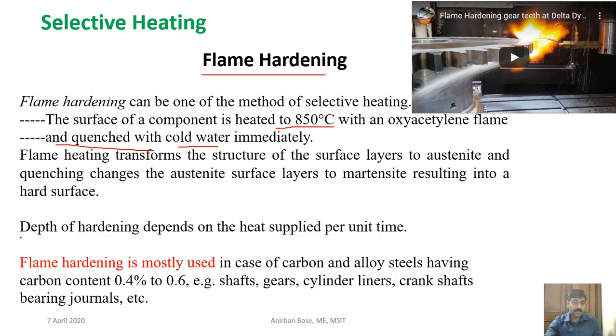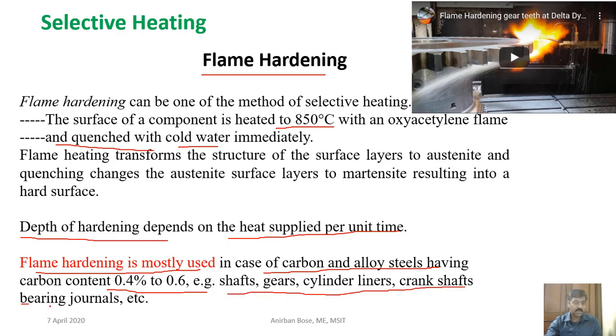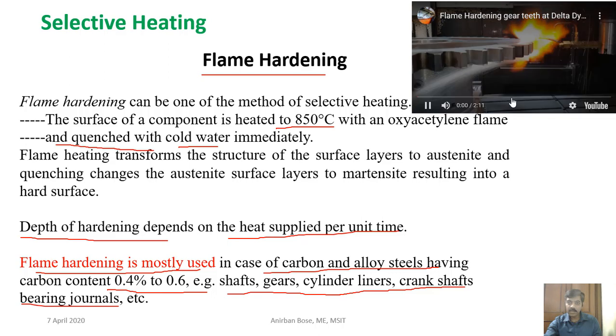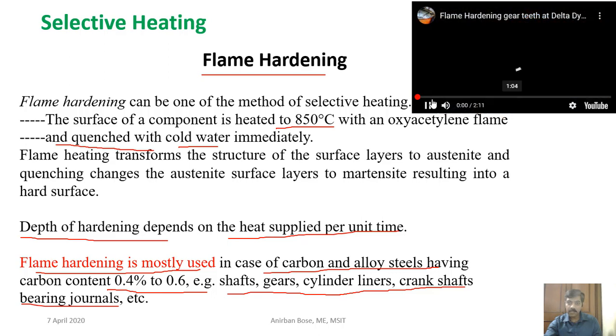The depth of the hardening depends on the rate of heat supply. Flame hardening is mostly used in the case of carbon alloy steels, where the carbon content is between 0.4 to 0.6%, and they are used for shafts, gears, cylinder liners, crankshafts, bearing journals; different applications are there. You can see one such process, flame hardening, done in the case of gears.